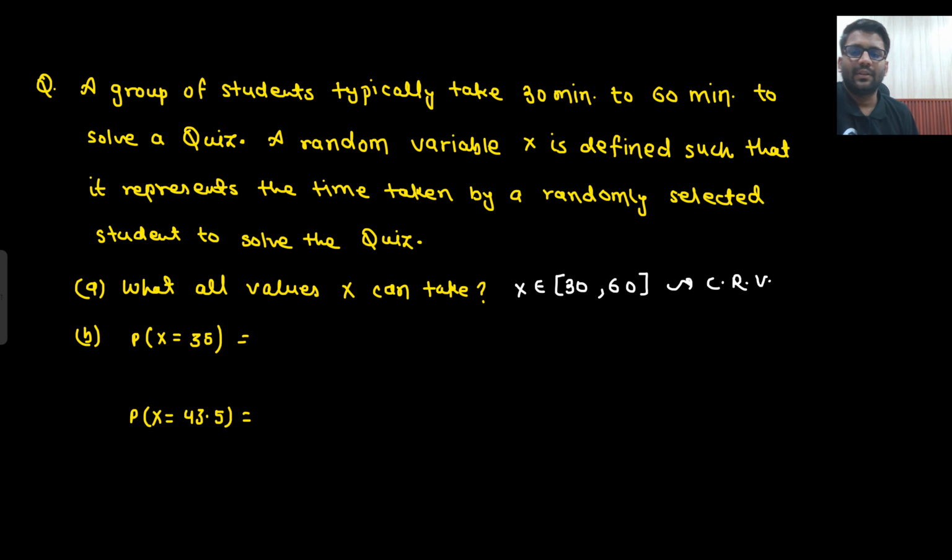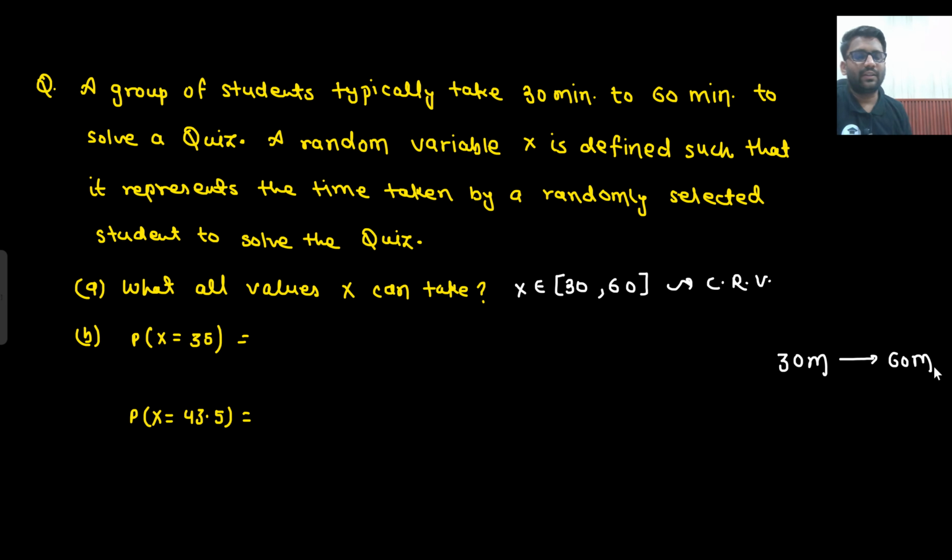Right. Now what are they asking? Probability of x equals 35. What is your x? X is defined such that it represents the time taken by a randomly selected student. So what are they saying? Find the probability such that the time taken by a randomly selected student is 35 minutes. There is a group of students. They are solving the problem between 30 minutes to 60 minutes. It is a very, very important point. Okay. So keep your full concentration.